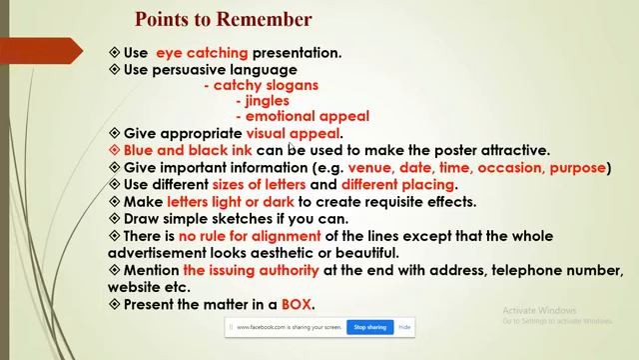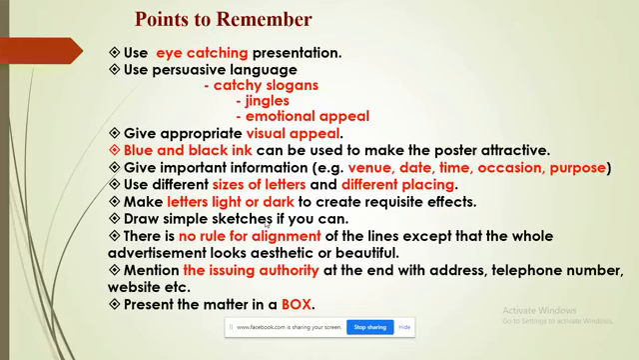And with examples, this point will be clear. Because it is exam time, you are supposed to write a poster in an exam, so always use blue and black ink. You have to give important information like venue, date, time, occasion, and purpose. You are supposed to use different sizes of letters and different placing. That's important. Your letters may be light or dark, just to give a visual effect to your poster. You may draw simple sketches if you can. It's not a compulsion. And there is no rule for alignment. You are free to use any alignment. The only condition is it should look beautiful.